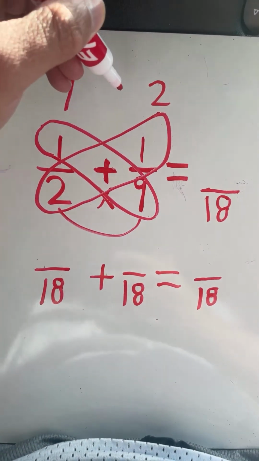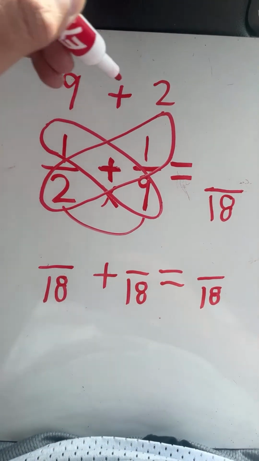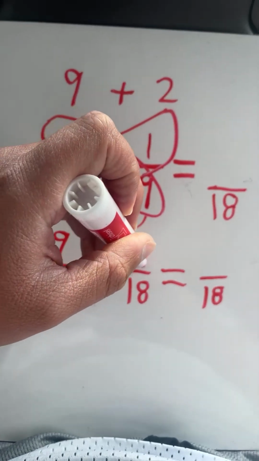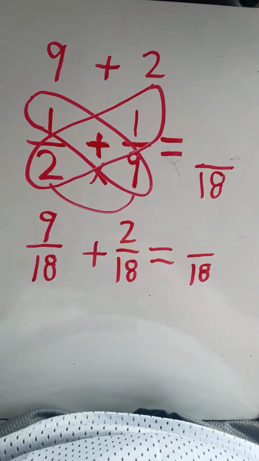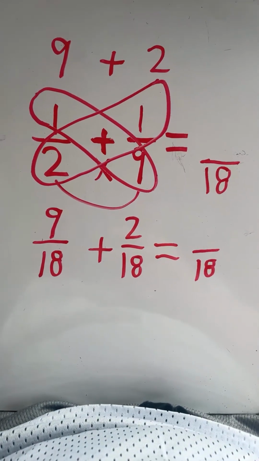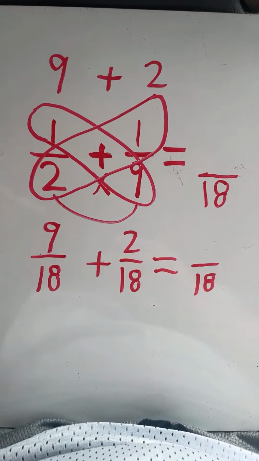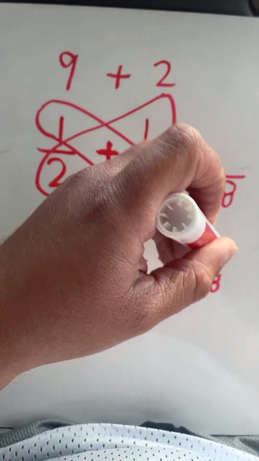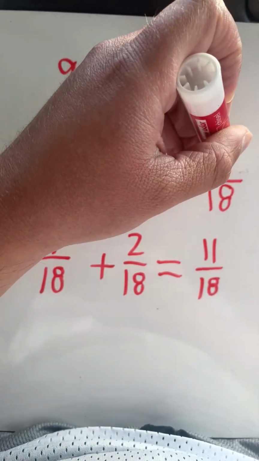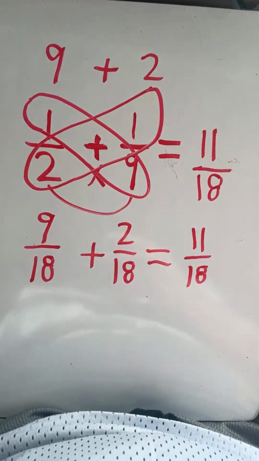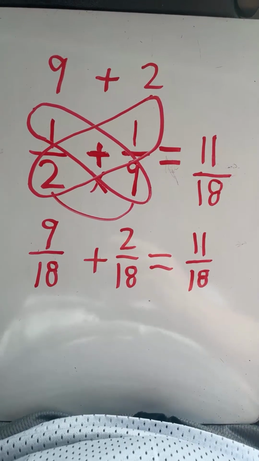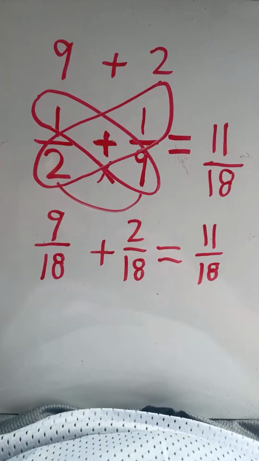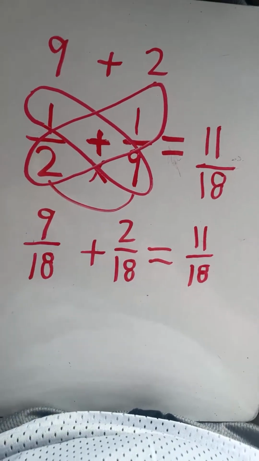Then to get our final answer, we have to add our two new numerators together. So we have 9/18 plus 2/18. So now that we have a common denominator, we can simply add our numerators. 9 plus 2 equals 11. And we have our final answer. 1/2 plus 1/9 equals 11/18. Moving on to the next example problem.